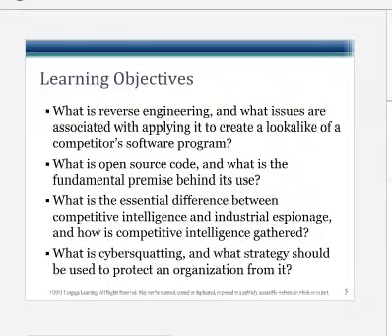And what's competitive intelligence, which is generally seen as legal, compared to industrial espionage, implying illegal, and how do you gather that? And a little topic on cybersquatting. I'm not sure why that was squeezed into this chapter. To me, it seems like a separate topic.